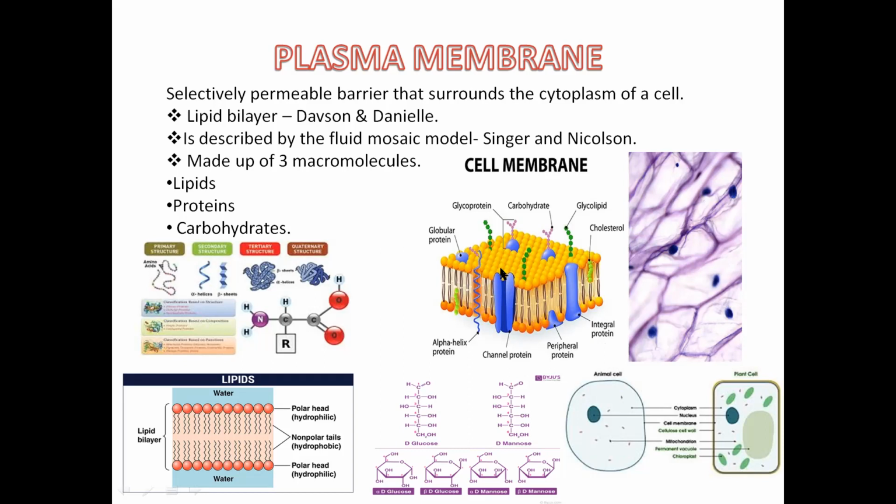Channel proteins are involved in the formation of channels, through which one compound can move from the outer side to the inner side. This is the alpha helix protein, because its structure is like a helical structure. So first of all, you should know which molecules are present in this. All these types of molecules are present if you see the chemical nature of the plasma membrane.